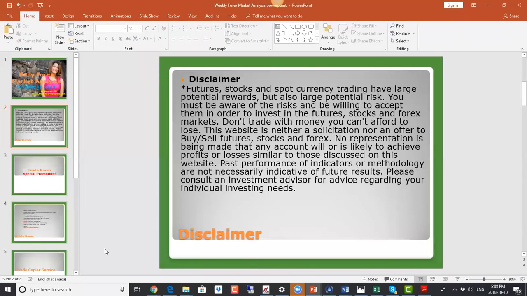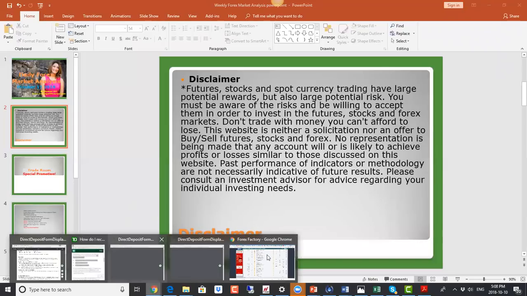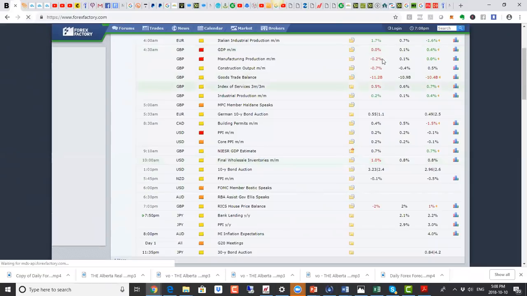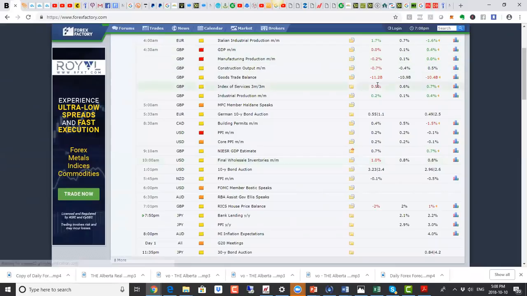So we'll start off as usual with our Forex Factory calendar here. In terms of the news, we had numbers out of UK. We had negative numbers come out, and as a result of that, we did see that British pound dropped a bit before it went up, and US numbers came in line with expectations, so nothing really changed there.